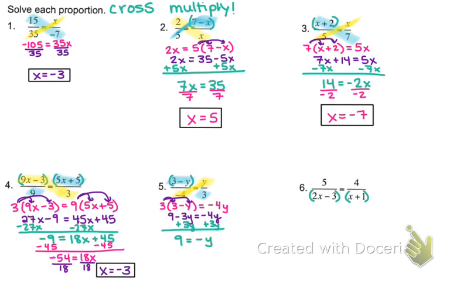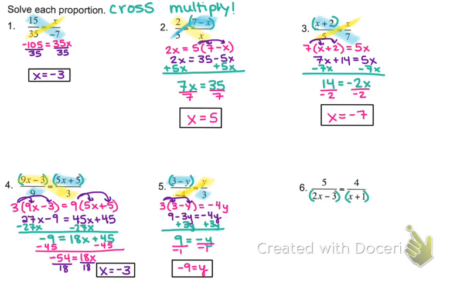9 is equal to negative 1y. Again, we didn't solve unless our variable has a positive 1 as the coefficient. We need just a positive 1y. Divide both sides by negative 1, and our solution is negative 9.